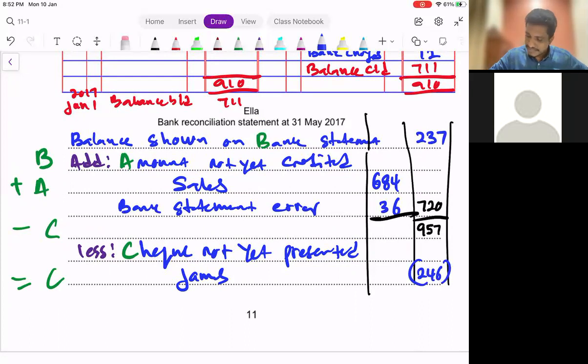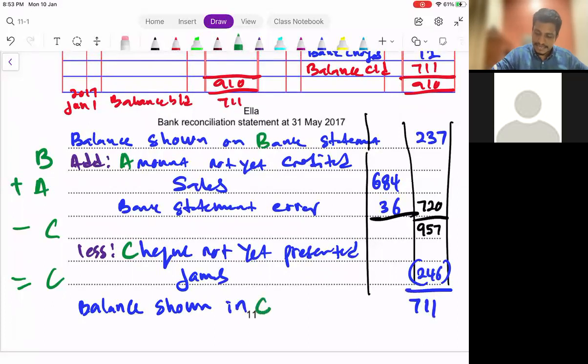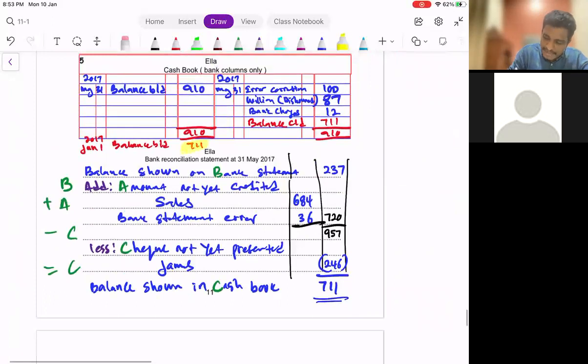Okay, we minus. So 957 minus 246, I get 711. So what is this? This is my C. C stands for balance shown in the cash book. Is this answer correct? Yes. How to make sure this answer is correct? Because the cash book balance here and the bank statement balance here must be the same. These two balances must be the same. Then what I did is correct.